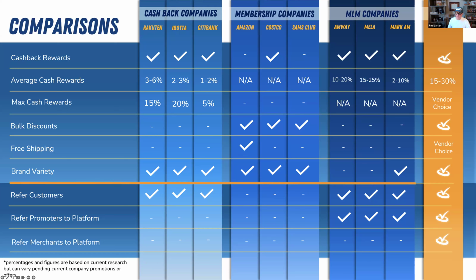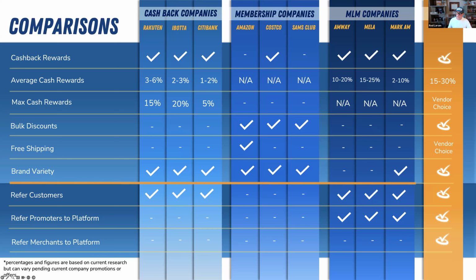Market America is vendor related and service related. Theirs are much lower. And so the cash rewards, they wouldn't offer those to everybody unless, in our case, the vendor could choose if they wanted to do that. But looking at brand variety, only Market America really has external brands, not everything being their own vertical brand. And then all three have the ability to refer customers and promoters to their platform.